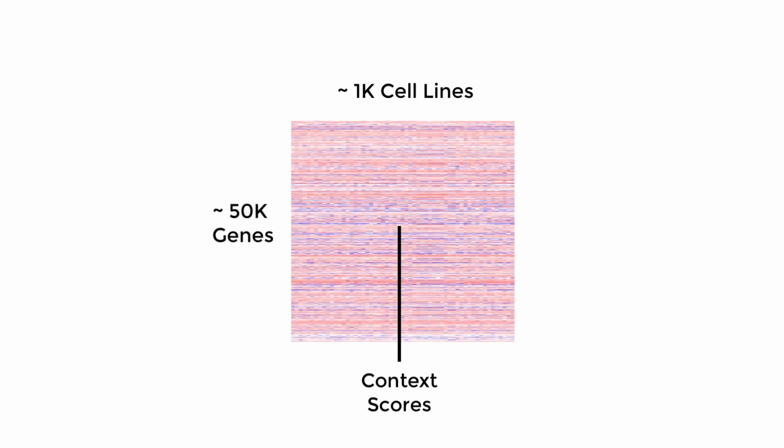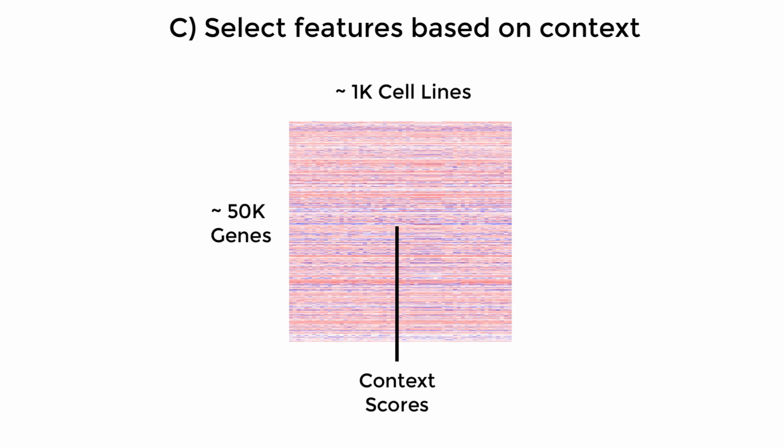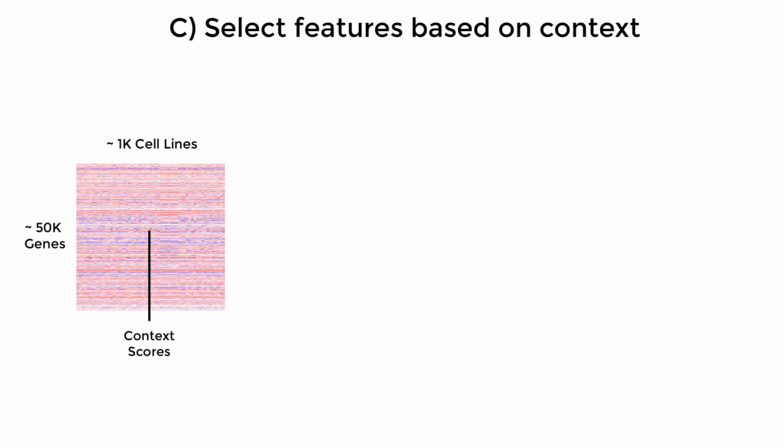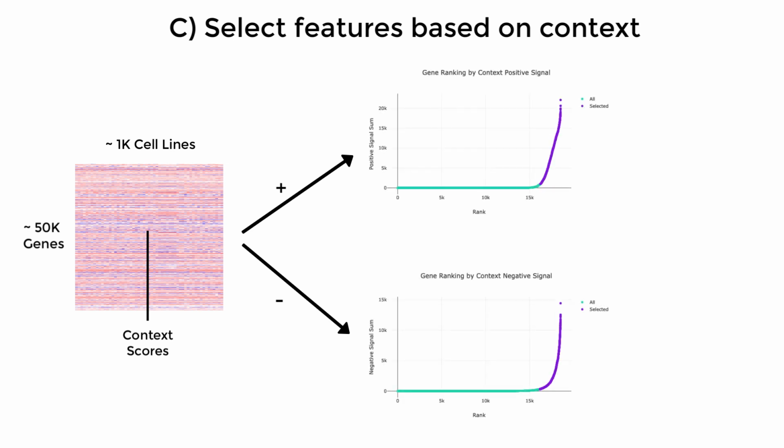Now we can move on to the last step, select features based on context. So what we want are genes with the most context. Then our task is simple. First, we separate positive and negative contexts, and then we take the sum of the context scores across all cell lines for each feature and rank the features according to their sum. For simplicity, we make all the negative context scores positive.